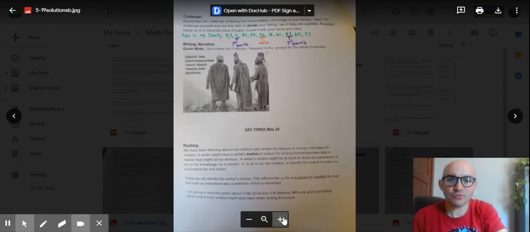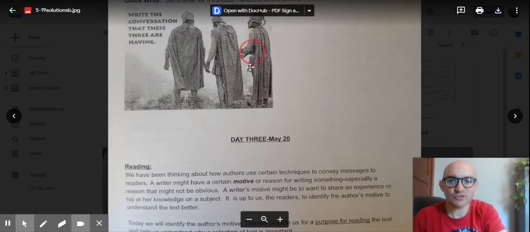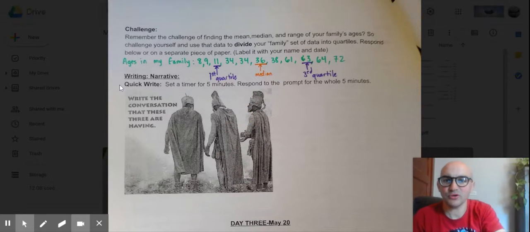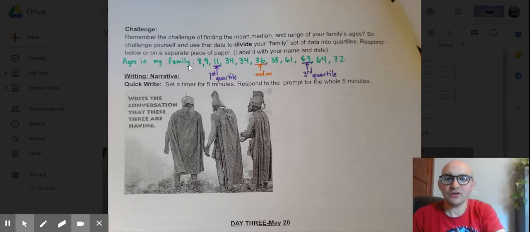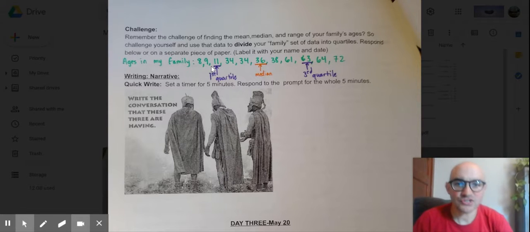Let me show you what we're supposed to do for our challenge problem today, and we'll look at the concept of quartiles a little bit more here. So we were asked to get all the ages for our family members and then divide it into quartiles accordingly based on the data set. So these are the ages here of my family.